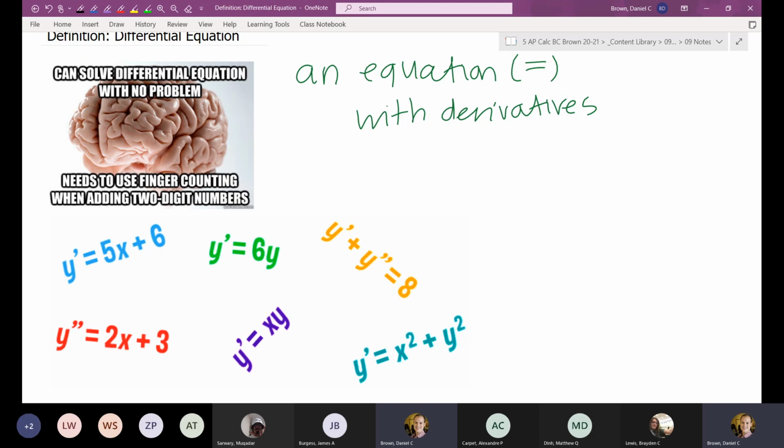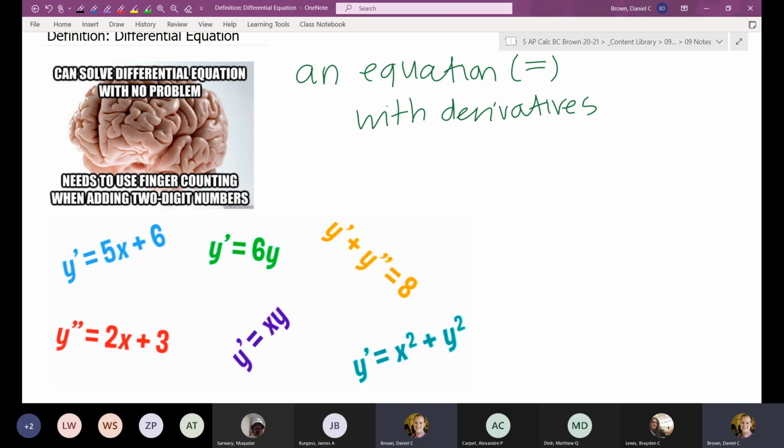In all of those, just because it was easier to type up using that font, I use y prime and y double prime. I will say for the sake of a lot of the math that we do with differential equations, we tend to use the dy dx notation instead of the prime notation, just because it makes certain things a little bit easier to solve and set up.